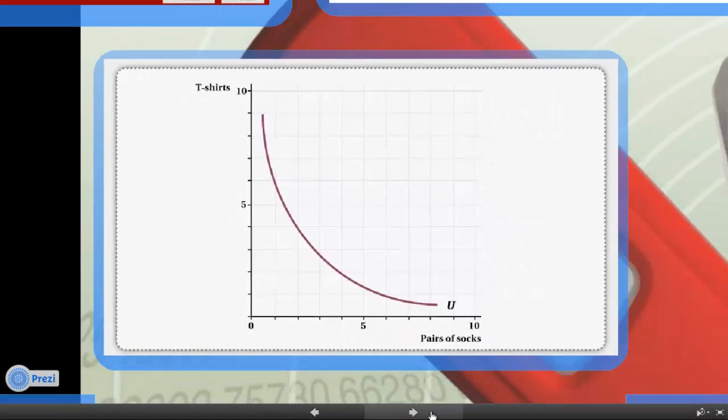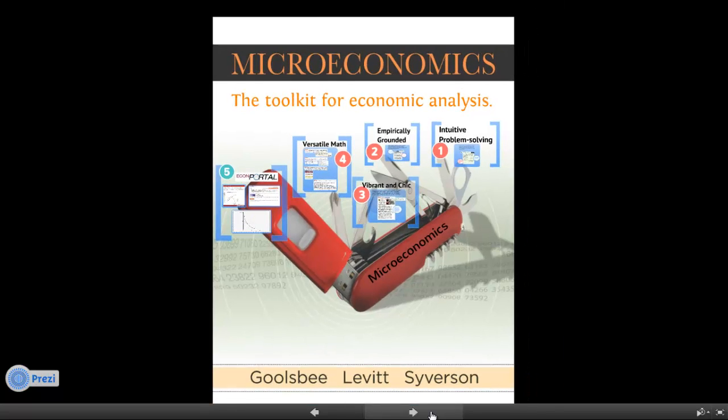So remember, Goolsbee-Levitt-Syverson is the most practical toolkit for economic analysis in intermediate microeconomics. It's more empirical, it's got better student support, more flexible math, and it's more up to date in its examples than any other book out there. It's all upside from here.